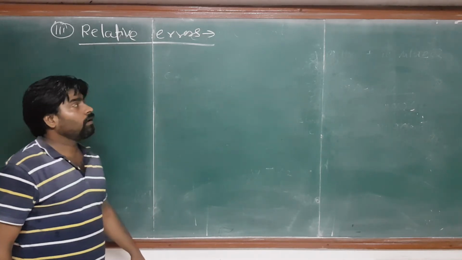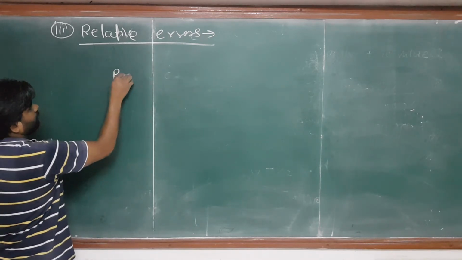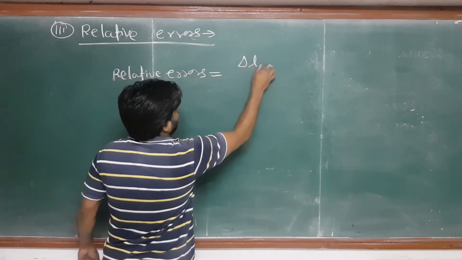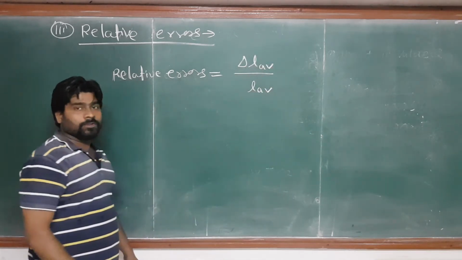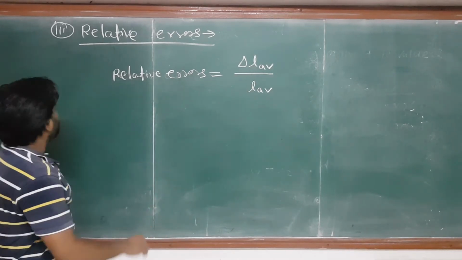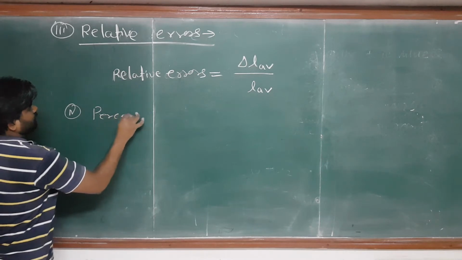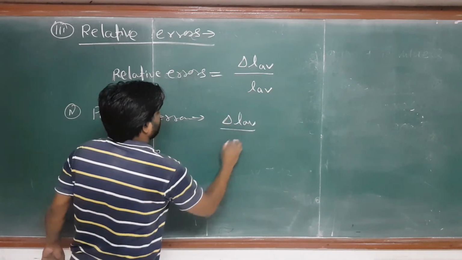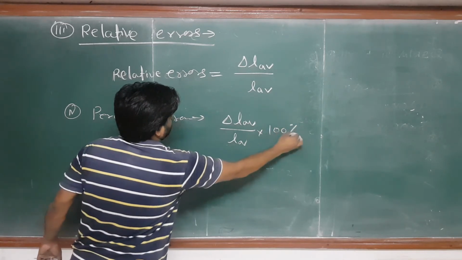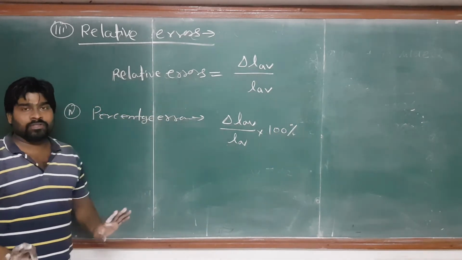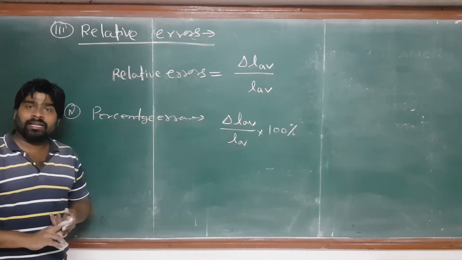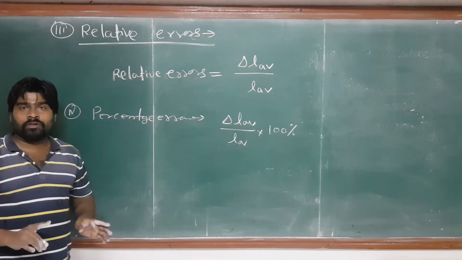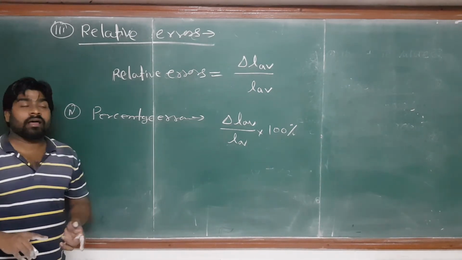Yes, our next heading is the relative error. What is the relative error? Relative error is equal to del L average divided by L average. Okay, so del L average divided by L average, and another is the percentage error. The percentage error is equal to del L average upon L average into 100%. Okay, so these are the four formulas you have to follow. You have to find the L average, you have to find the del L average. After that, take the ratio and you can do the percentage. So these are the four errors: the absolute error, mean absolute error, the relative error, and the percentage error.